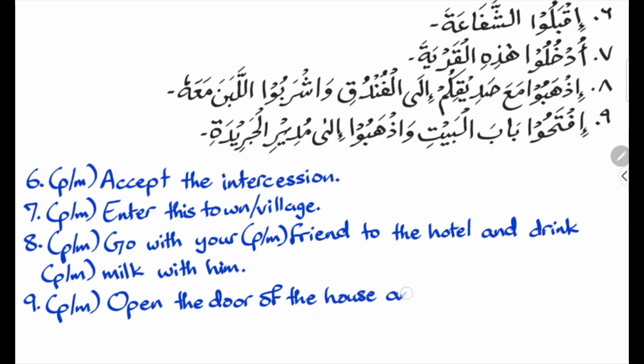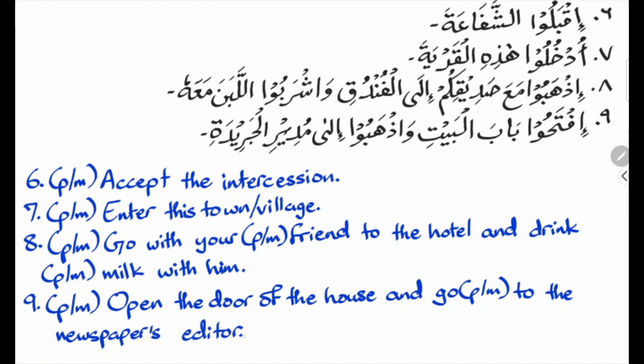وَاذْهَبُوا, and again go, which is plural masculine. إلى, to, go to. مدير الجريدة. مدير is مضاف, الجريدة is مضاف إليه, and since مدير is coming after إلى, it is getting a كسرة. مدير means editor, الجريدة means newspaper. So the newspaper's editor, and go to the newspaper's editor. So there you have it. We completed all of the sentences.